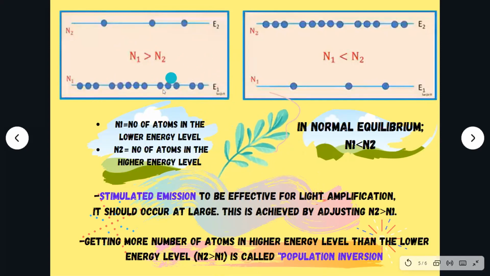Sufficient number of atoms available in the excited energy state, which is E2. If there are no atoms available in the excited state, then the light amplification will stop.